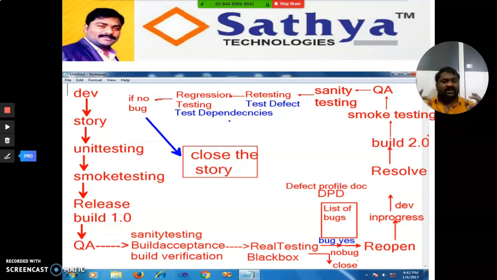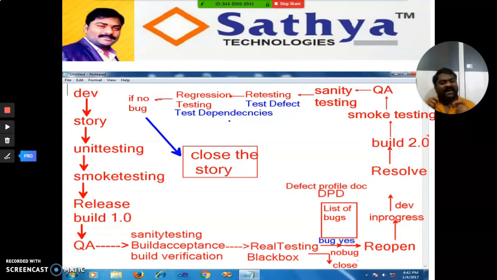Similarly, developers will do unit testing. After developing the multiple units, one module is ready. Once the module is ready, now smoke testing will be done, checking the functionalities are working properly or not. And once the smoke testing is done, a build version is released. Build is nothing but compiled. The project, whatever it is compiled up to that level, that is called a build. Build 1.0, version 1.0 was released. And this build is given to QA, quality analyst or test engineer.